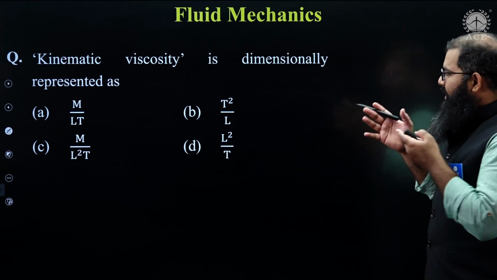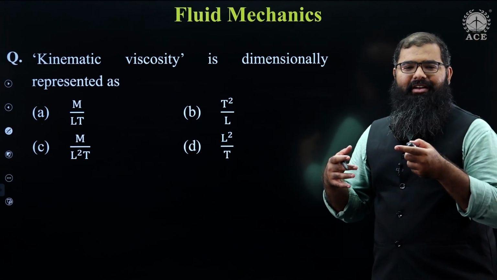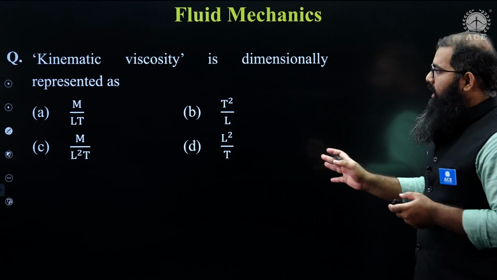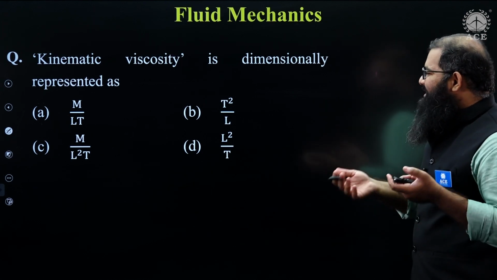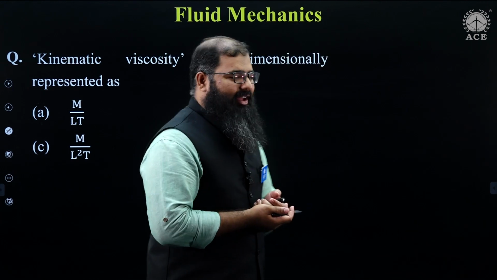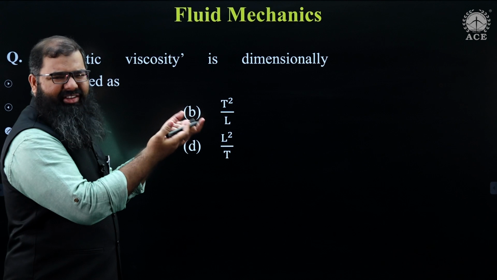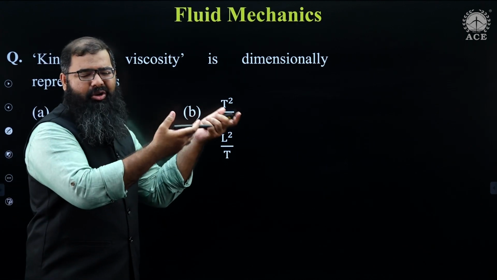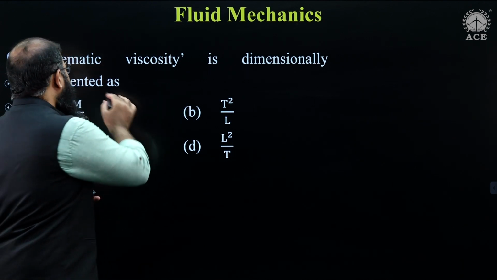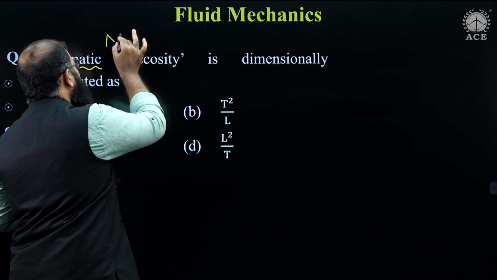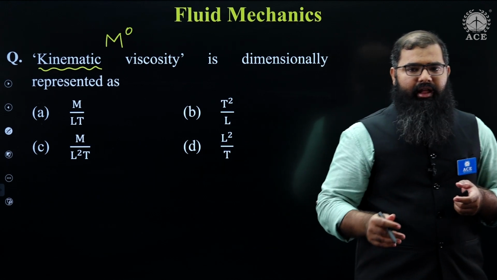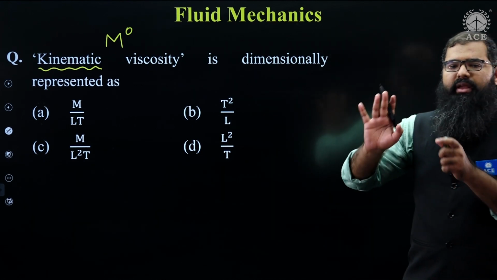Again, a very simple question, sort of a giveaway kind of question. These kind of questions you can't miss out on, right? The question says kinematic viscosity is dimensionally represented by what? What are the dimensions of kinematic viscosity? Before I go to the answer, let me tell you, any kinematic parameter is supposed to have M power 0. You take whatever kinematic parameter you are aware of, always mass power 0 would be prevailing.